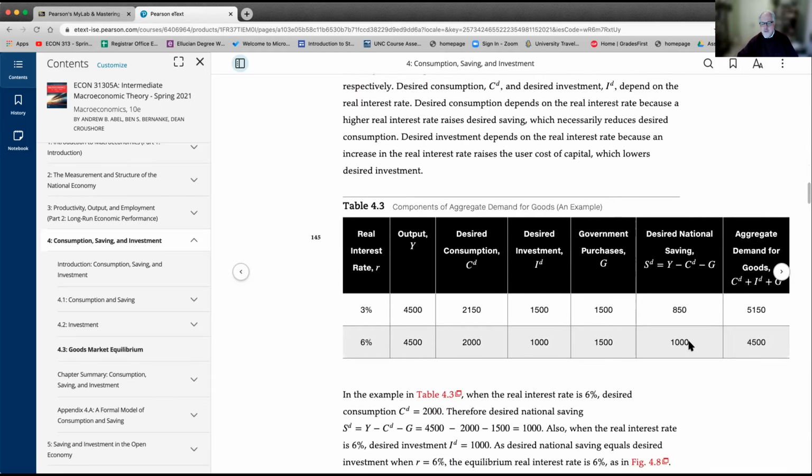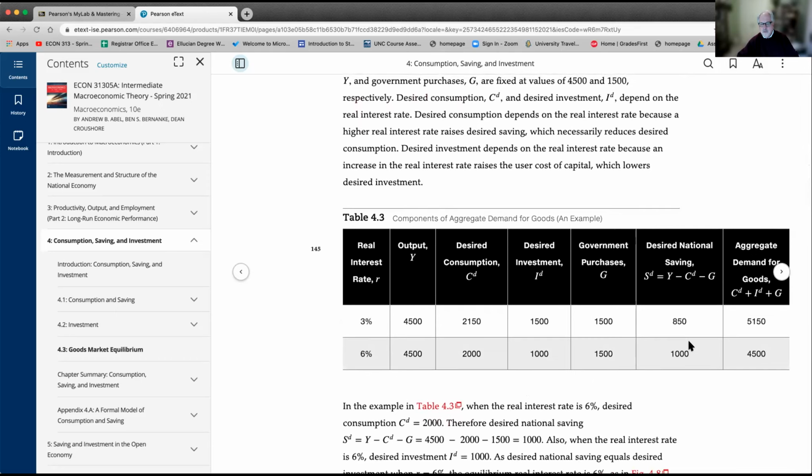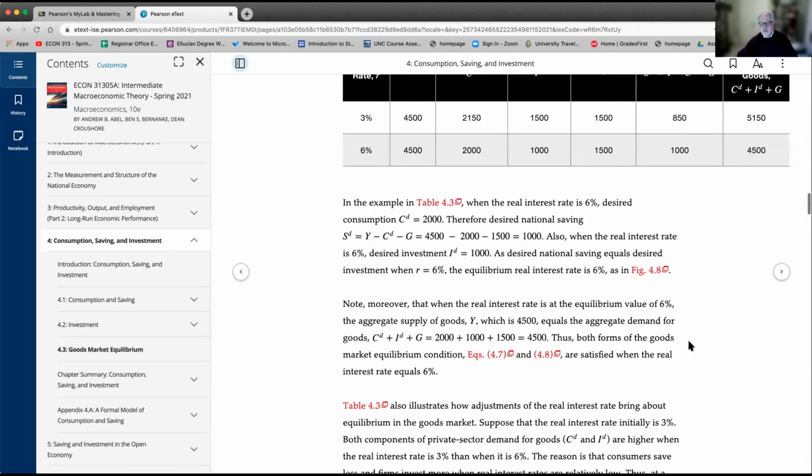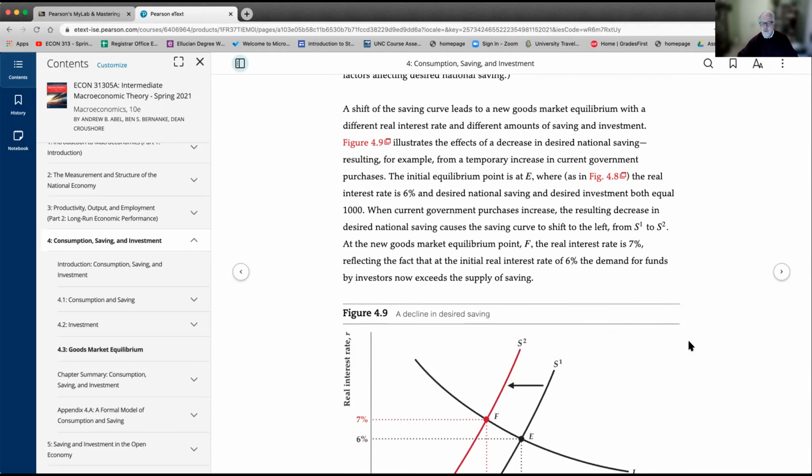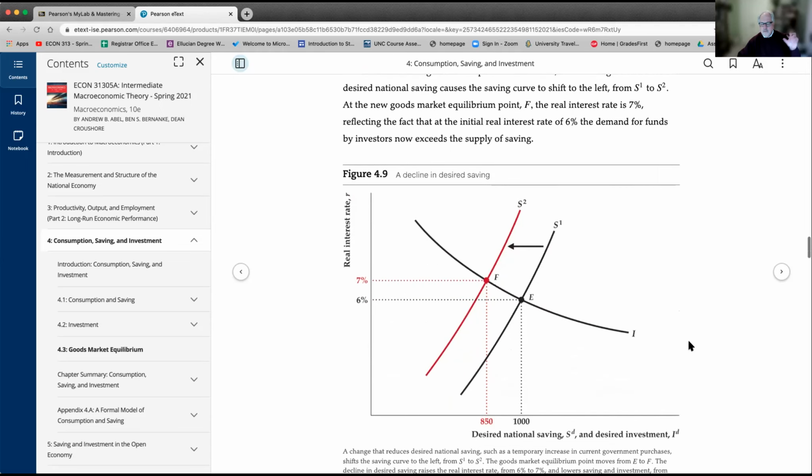So here's another example with some actual numbers. What are the things that shift the saving curve? Remember, those are the summary tables in each chapter. It's important to understand why the things in those summary tables shift the curves the way they do, and then to be able to work through what's going to be the impact of that. So if there's something that causes a decline in desired saving, the question is, what would cause that? That's what you need to be thinking about.